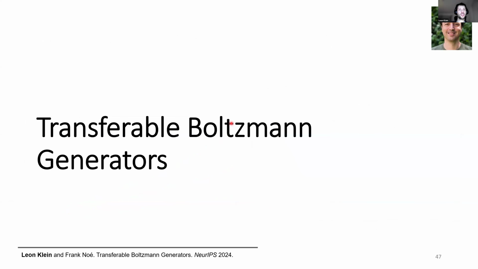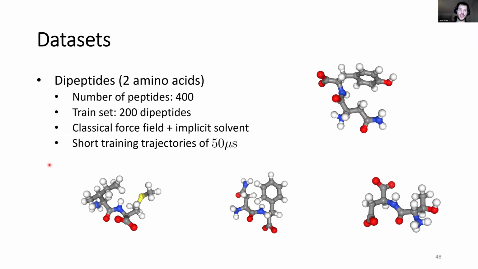And the last work I want to discuss is transferable Boltzmann generators. So what I showed before was a Boltzmann generator trained on one system and evaluated on the same one. This is work with Frank. And we looked here at dipeptides, so small peptides consisting of only two amino acids. So there are only 400 possible dipeptides. We train on half of them and use the rest for testing and validation. And these are generated with a classical force field in implicit solvent.